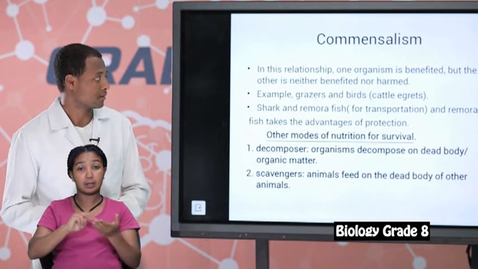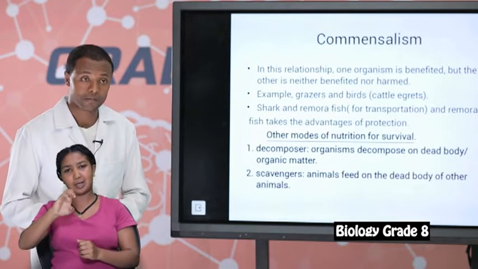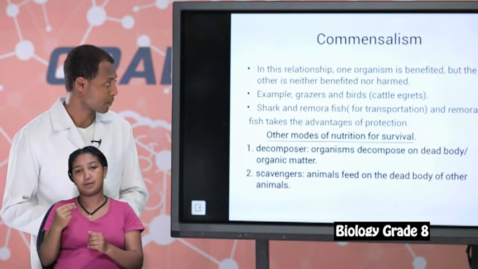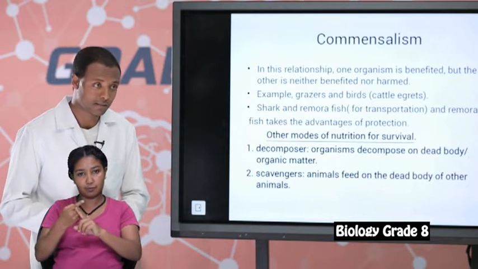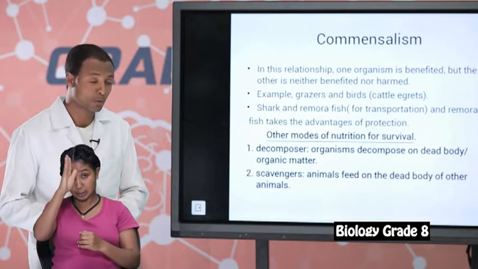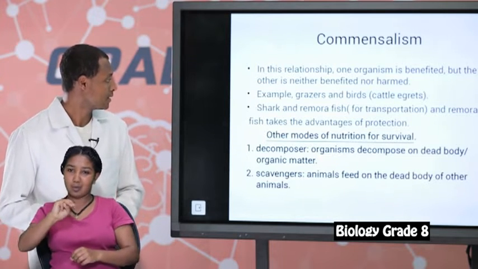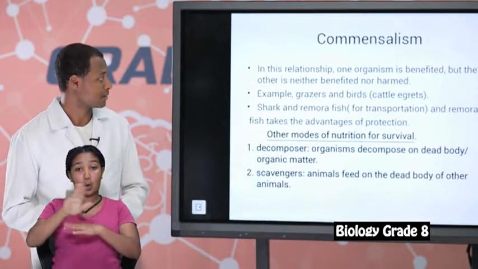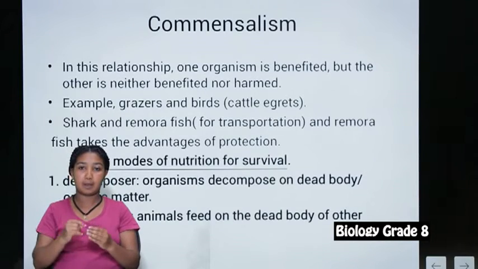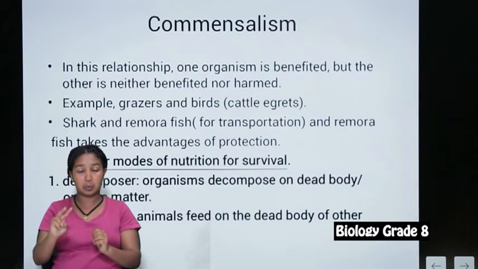And that means the remora fish takes the advantage of protection. They protect themselves from the predators. That means the shark protects the remora from their predators. This is all about the biological association within an ecosystem among two organisms.